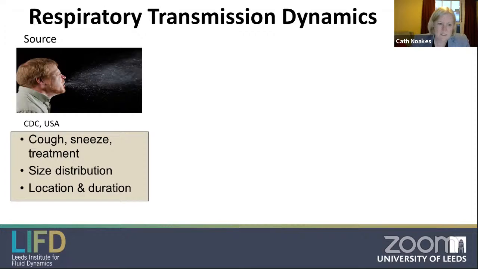How much virus gets emitted will depend on what's happening. Is it because they're coughing, they're sneezing, or just breathing or talking? Is it because they're undergoing some form of treatment that causes them to produce that aerosol? Whatever they produce comes with a particular size distribution. It's in a particular location, and it either happens continuously or it happens for a short duration of time.